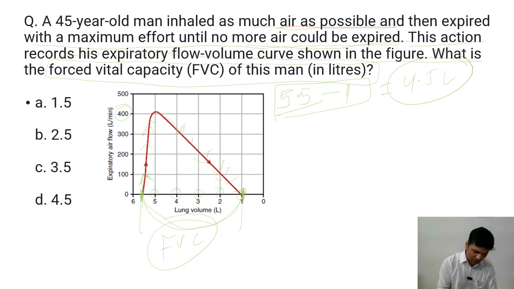So forced vital capacity from 5.5 to 1 liter is 5.5 minus 1. 1 liter actually remains inside the lung after maximum effort, and that is called residual volume. So 5.5 minus 1 is equal to 4.5 liter. So 4.5 liter is the forced vital capacity. So here the answer will be this one, 4.5 liter.